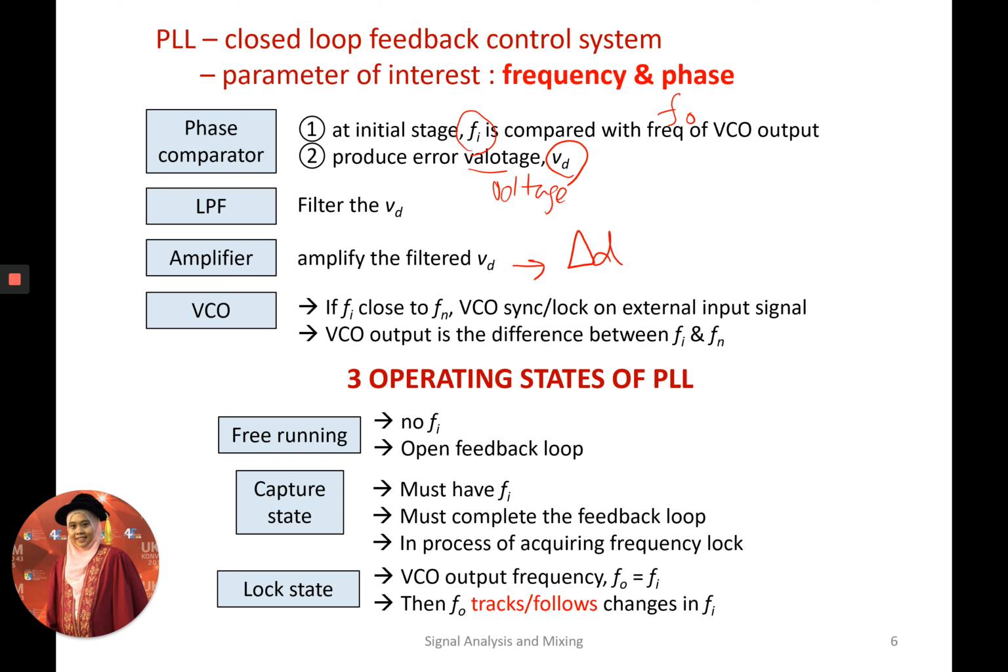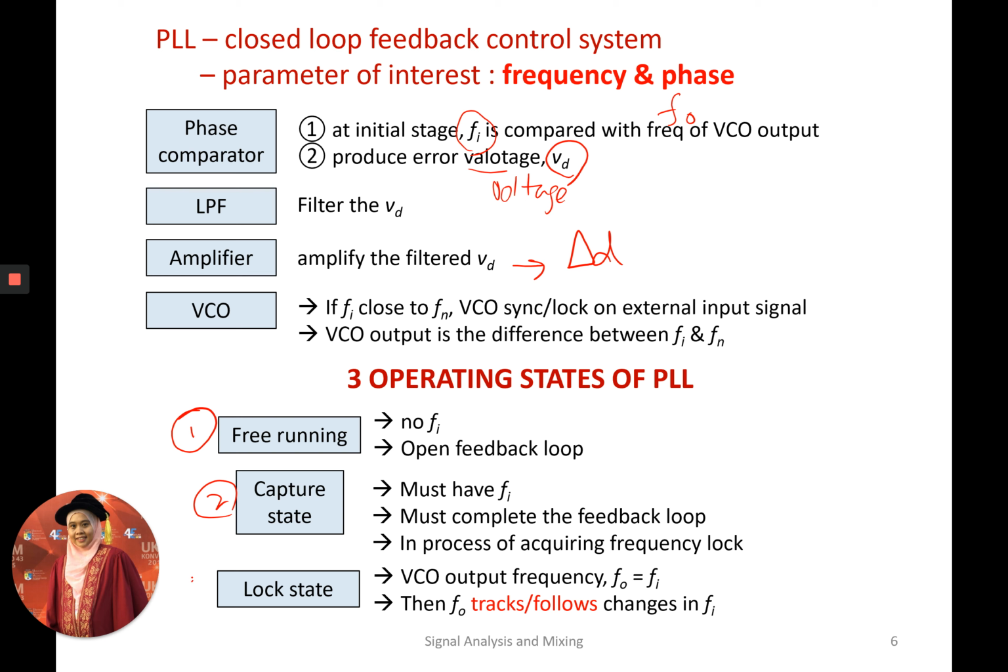What happens basically in the PLL is that we can divide it into three operating states. The first state is free running. Free running is where we don't have any input signal into the system, and it will be an open feedback loop for the PLL. Then the capture state: once the system has an input signal, it will have the input frequency, so it will complete the feedback loop of the PLL and start the process of frequency lock.